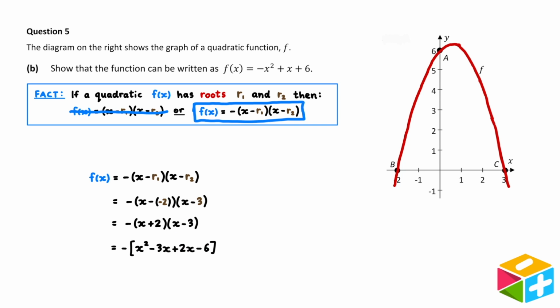Now we can clean things up a bit. -3x plus 2x is -x. To finish off, let's deal with this minus sign outside our brackets. This has the effect of changing the signs of each of the terms inside. So we get -x squared plus x plus 6. And now we're done, since this is precisely the expression we were asked to come up with.